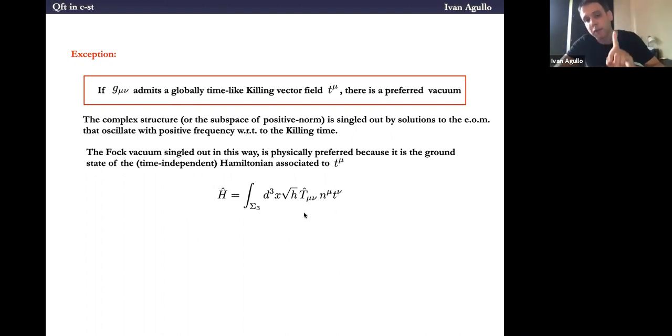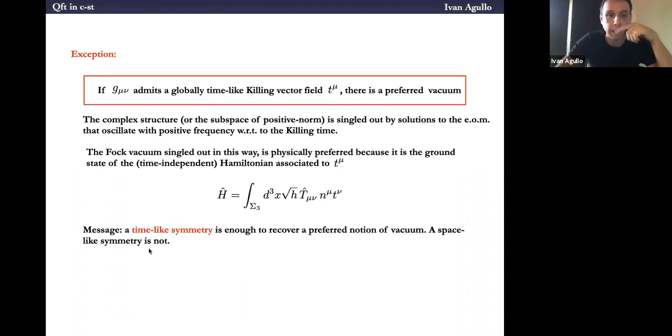So for a time-like Killing vector field, you have a time-independent Hamiltonian. It doesn't matter which foliation you choose, the Hamiltonian is the same. It's time-independent in the Killing time. And therefore, there is a ground state, and this ground state is precisely this preferred vacuum. So again, a time-like symmetry is enough to recover a preferred notion of vacuum. A space-like symmetry is not, and we will see an example in 1 minute. So time-like symmetries single out preferred Fock representations, which agree with the ground state of the Hamiltonian.